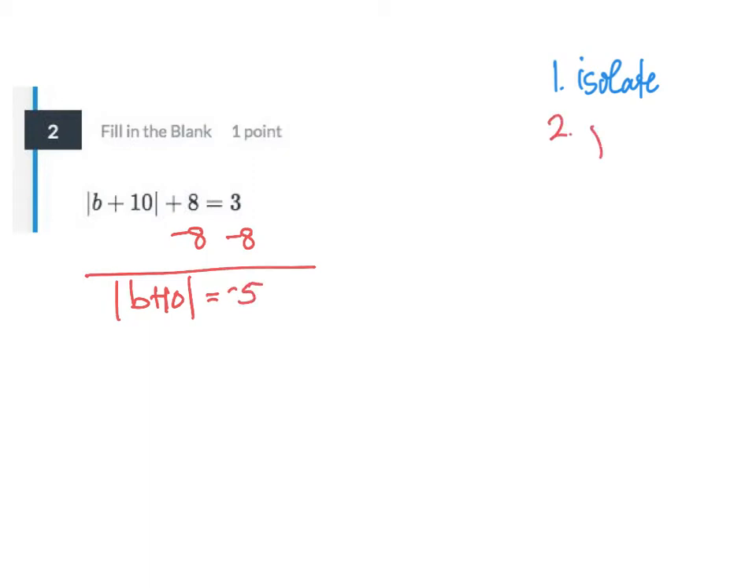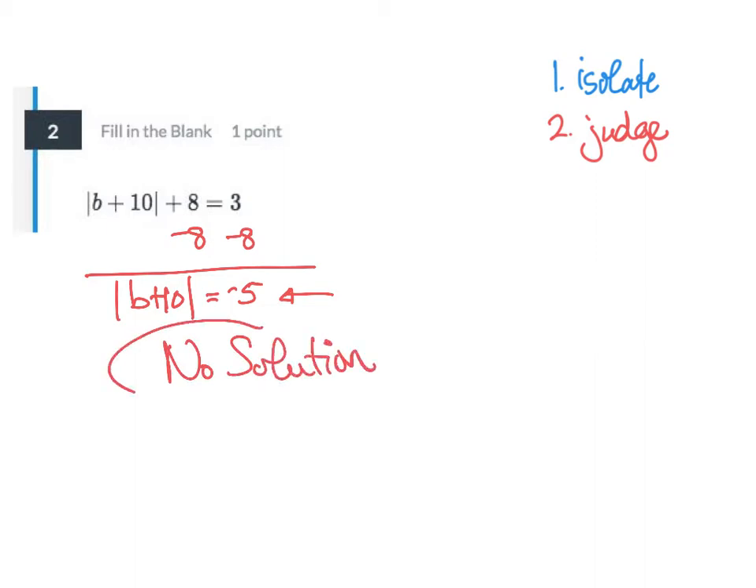Our second step is to judge. Who are we judging? We're judging that negative 5. Remember, at the end, who we're judging, if it's negative, our answer is no solution. We cannot take an absolute value of something and get negative 5. It doesn't work, so our answer is no solution.